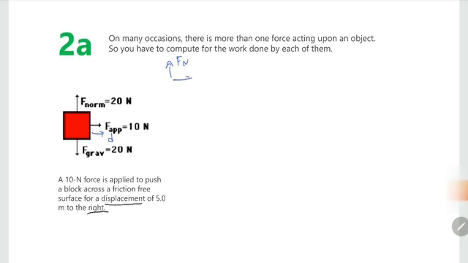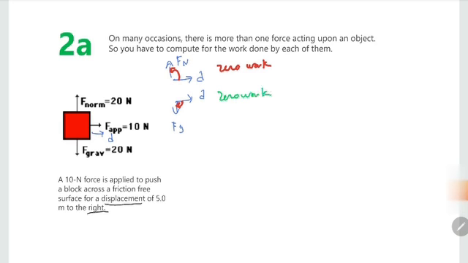Normal force, displacement, 90 degrees. So you know that this is 0 work. It's not doing work on the object. Gravity and displacement is also 90 degrees. There's a 90-degree angle between them. So this is also zero work.